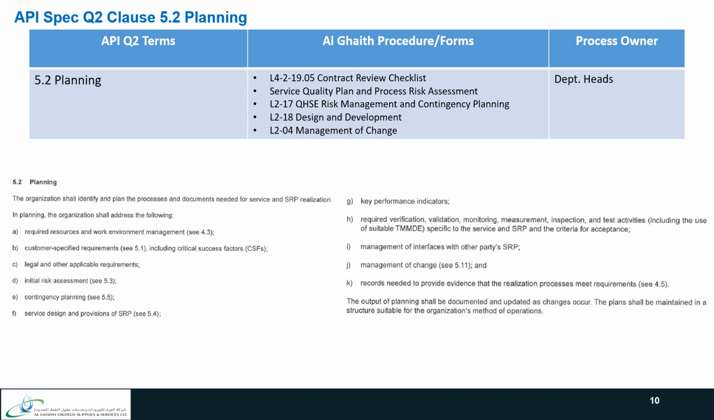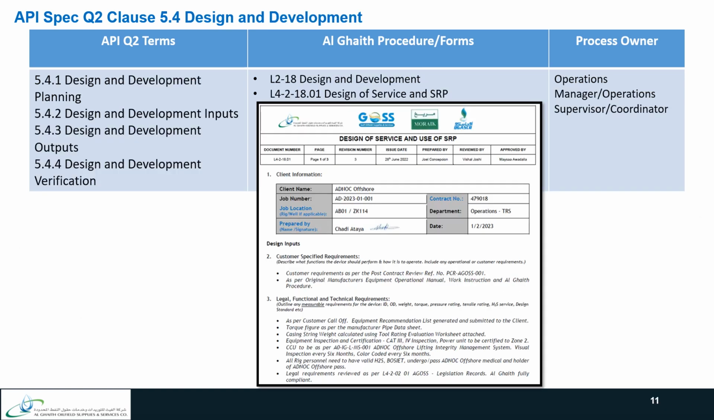L217 QHSE Risk Management and Contingency Planning. L218 Design and Development. L204 Management of Change. All jobs shall be designed as per API Q2 clause design and development.